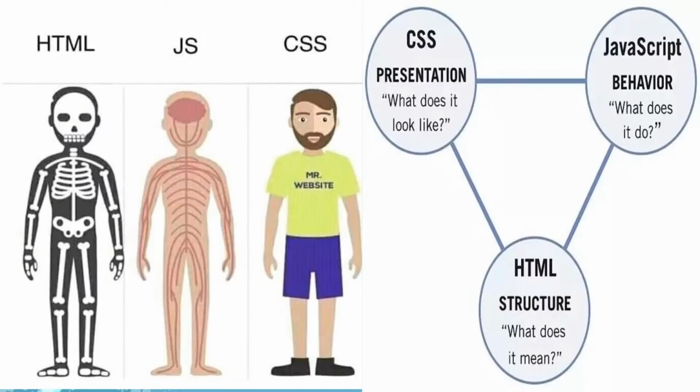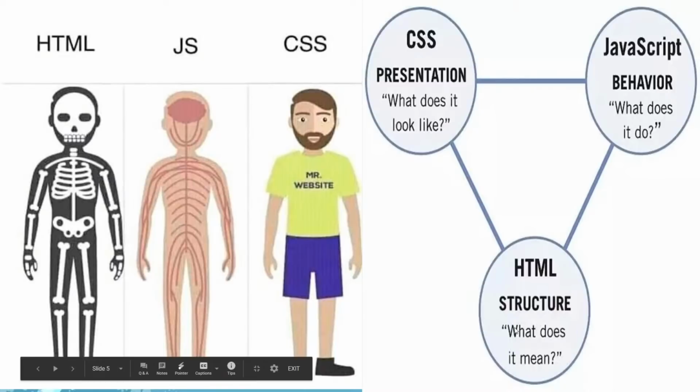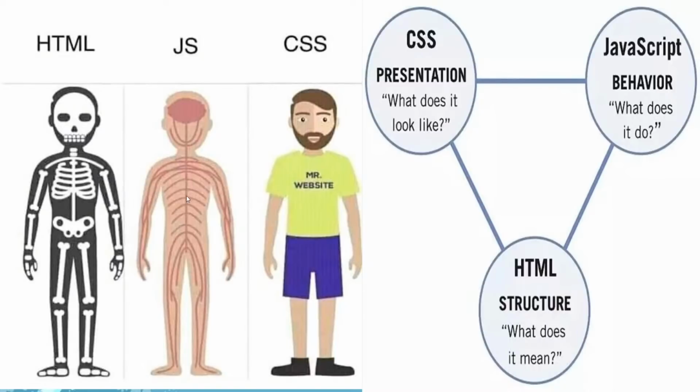So now we will be discussing the three main pillars of web development, which are HTML, JavaScript, and CSS. HTML provides the basic structure, or the skeleton, of a website. As you can see here, the skeletal system is the HTML. It defines the structure. You know that the skeleton of a human and a horse are different. So the basic structure is governed by the HTML. Then comes JavaScript.